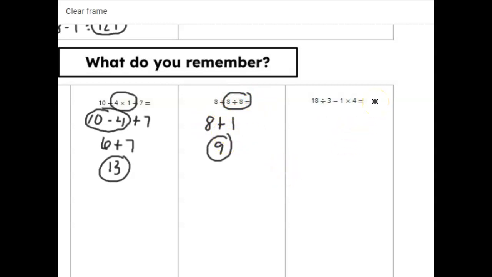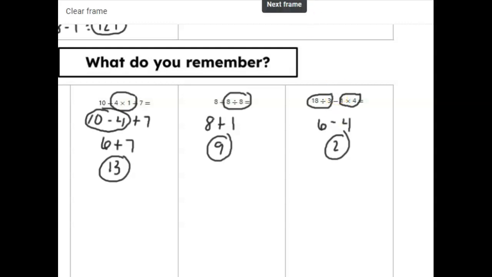Next one, no parentheses, no exponents, but there is multiplication and division. And you can do these in the same step since there is a subtraction sign in between them. If you prefer to do them in separate steps, you will get the same answer if you work them out correctly. 18 divided by 3 is 6, minus 1 times 4 is 4. 6 minus 4 is 2. And there you have it.